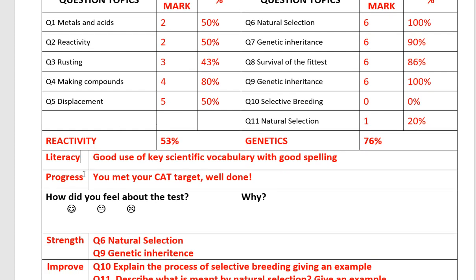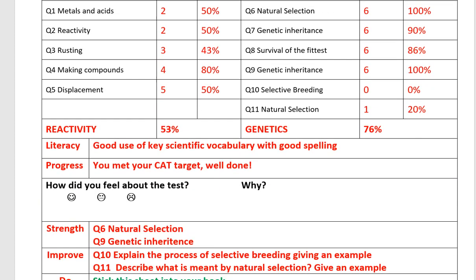The progress tells them whether they met their CAT target, or they just missed it, or they were far away. Some students have exceeded their CAT target and they get an excellent.